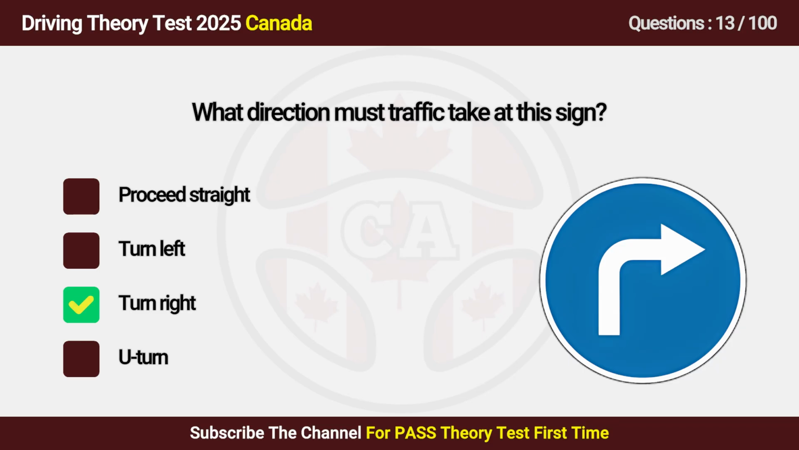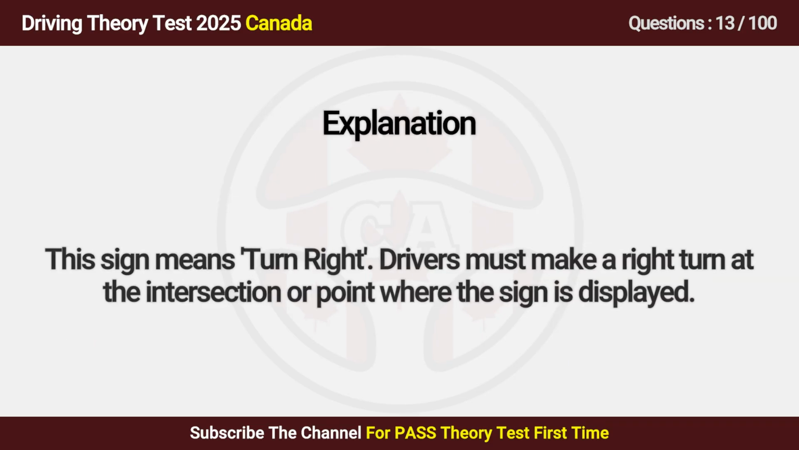Answer is C. Turn right. This sign means turn right. Drivers must make a right turn at the intersection or point where the sign is displayed.